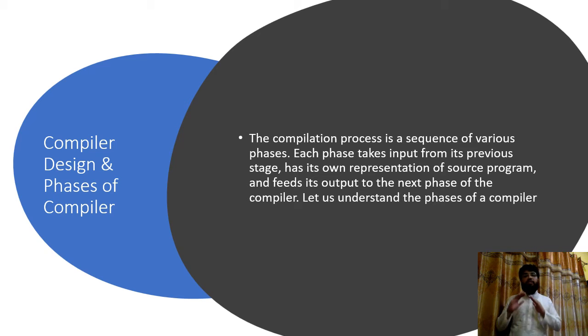The compilation process is a sequence of various phases. Each phase takes input from its previous stage. It also owns a representation of the source program and feeds its output to the next phase of the compiler. Let's understand the phases of a compiler.